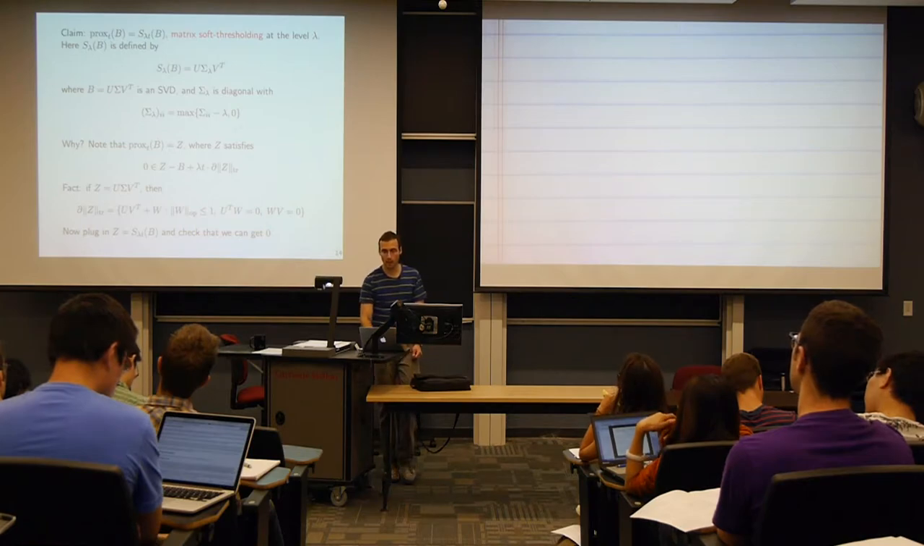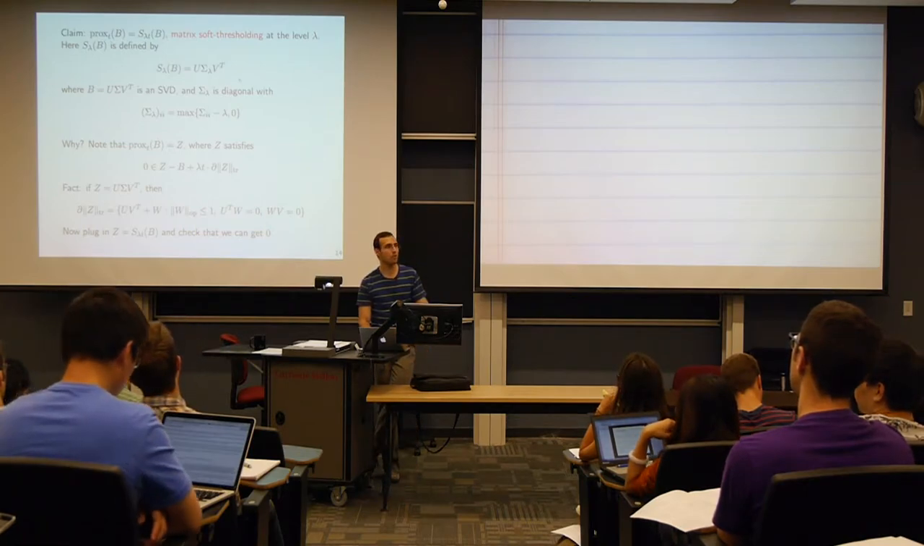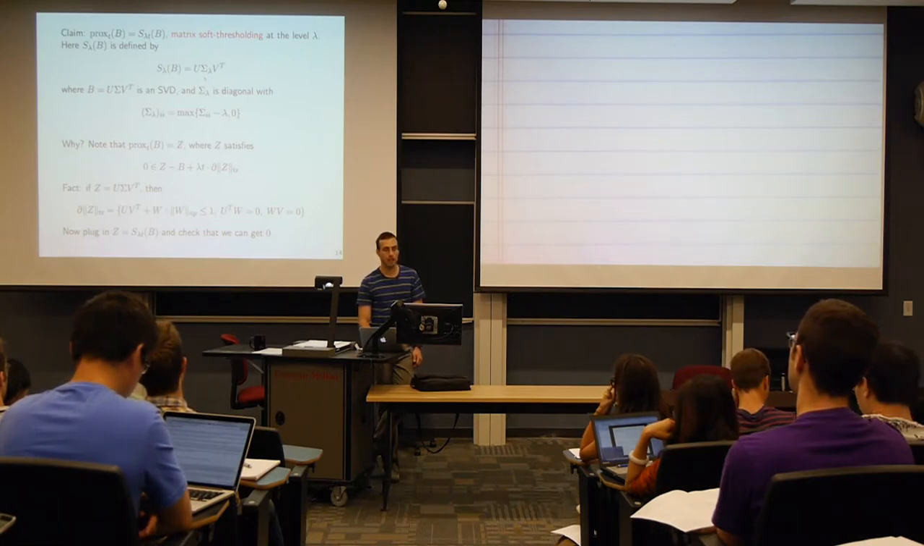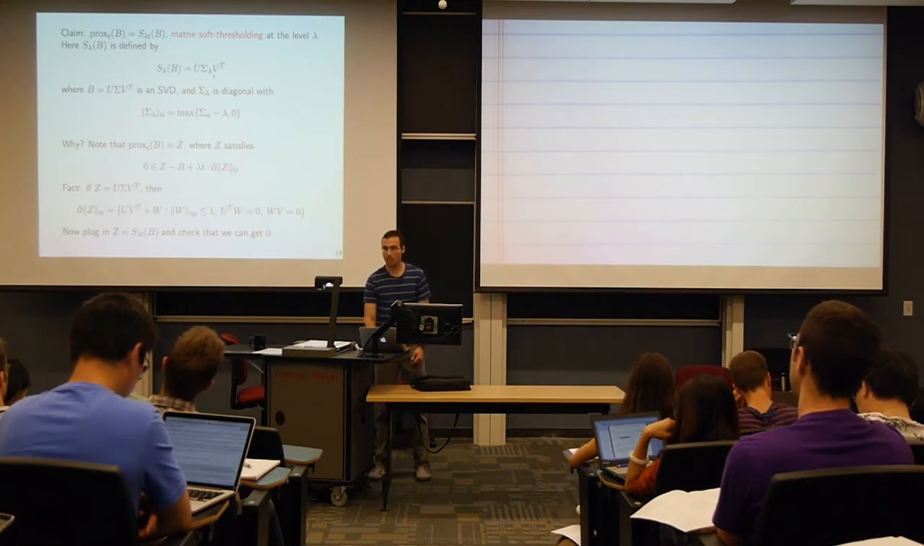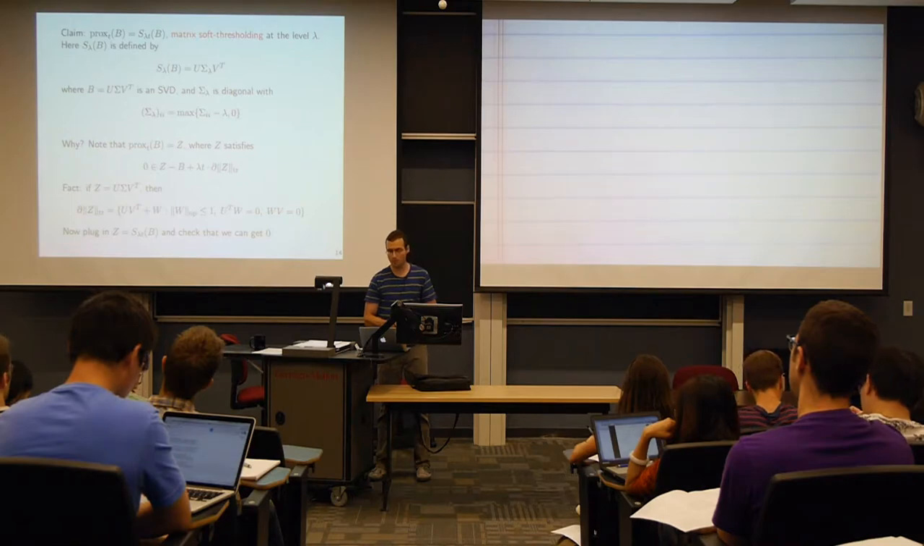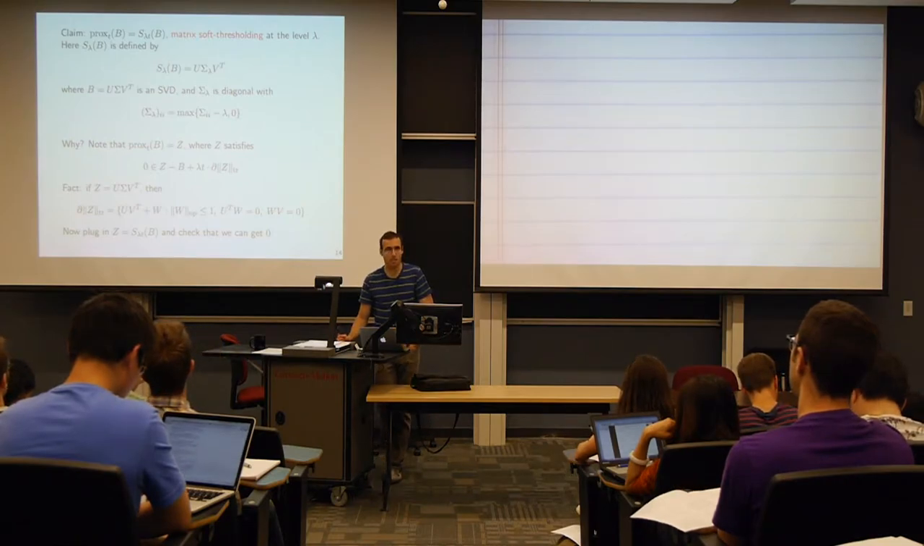OK, so redefine a soft thresholded version of the singular values, and plug that back in. Take U times sigma sub lambda V transpose, that's going to be the matrix, the soft thresholded version of the matrix. Okay, any questions about that definition before we go about walking through the proof?